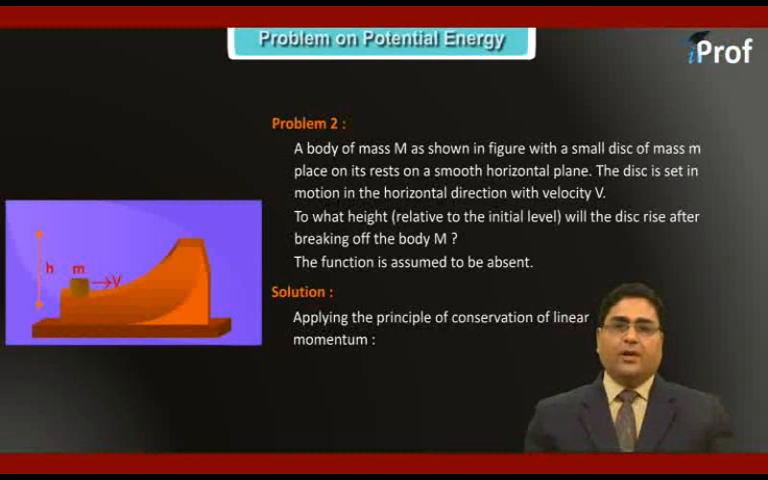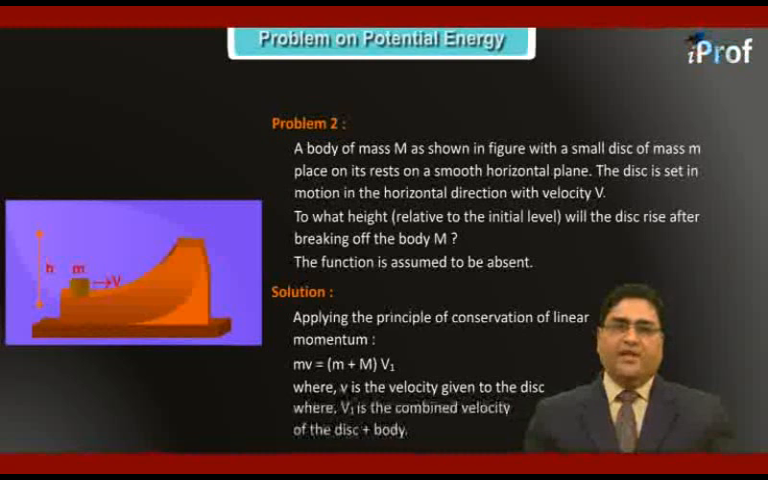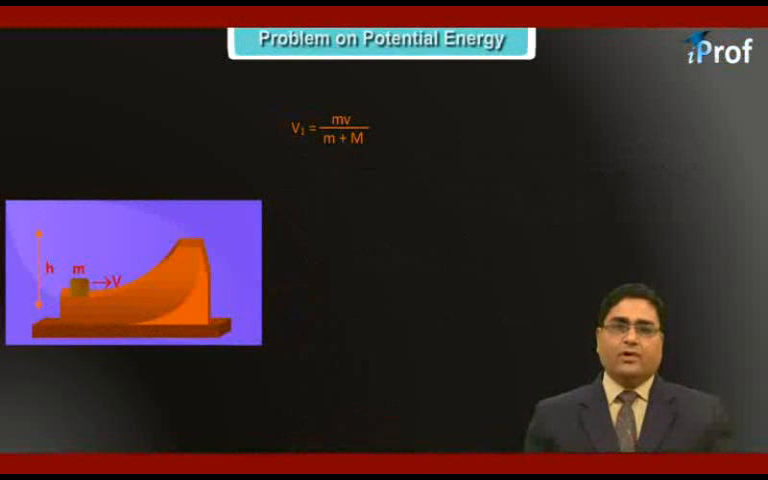Applying the principle of conservation of linear momentum, we get m v equal to (m plus M) v1, where small v is the velocity given to the disk and v1 is the combined velocity of disk plus body. So v1 equal to m v upon (m plus M).